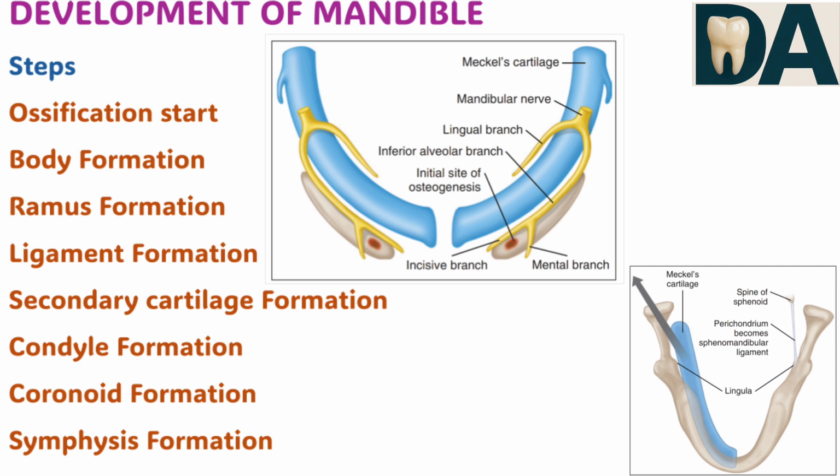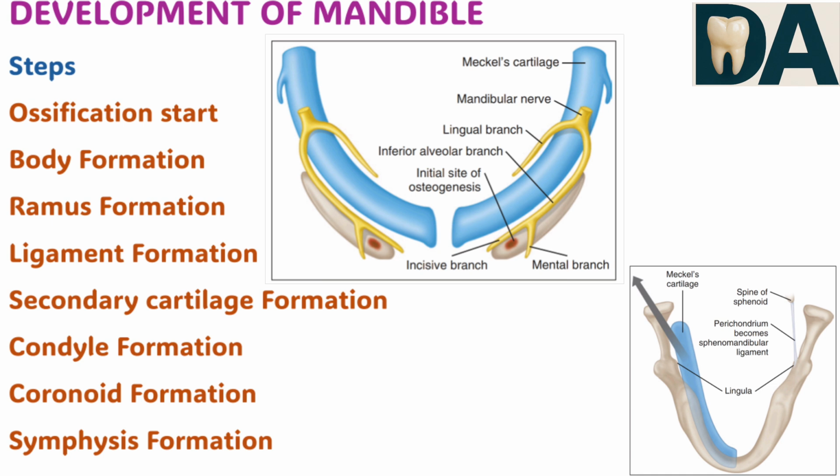Ossification of the mandible starts in 6 weeks of intrauterine life. Meckel's cartilage extends as a solid rod of hyaline cartilage from the otic capsule to the midline. What is Meckel's cartilage? Meckel's cartilage is a derivative of the first branchial arch, and with the help of this cartilage, development of the mandible occurs.